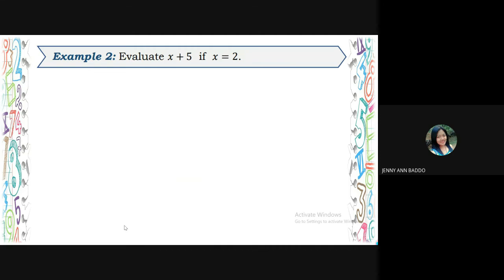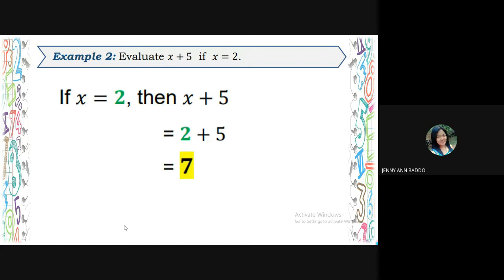Another example. Evaluate x plus 5 if x equals 2. So from x plus 5, we will change x to 2. So that's 2 plus 5. So it's 7.